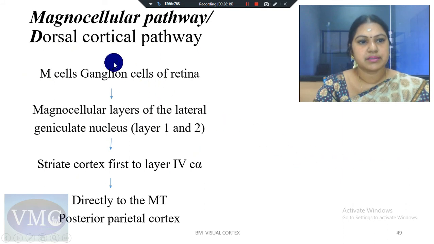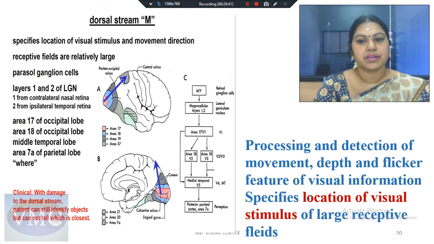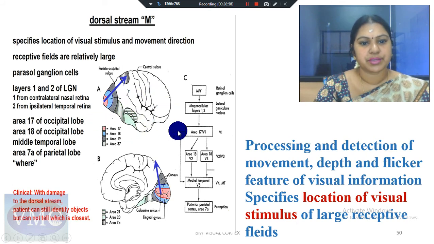So what happens here in the magnocellular pathway or the dorsal cortical pathway? M cells of the ganglion cells of the retina go to the magnocellular layers of the lateral geniculate body, layers 1 and 2. It goes to the striate cortex first, to layer 4C alpha, then directly goes to the temporal lobe and the posterior parietal cortex. This is involved in the processing and detection of movement, depth and flicker features of visual information, and specifies location of visual impulse of a larger receptive field. So here you can see this dorsal stream or M stream.